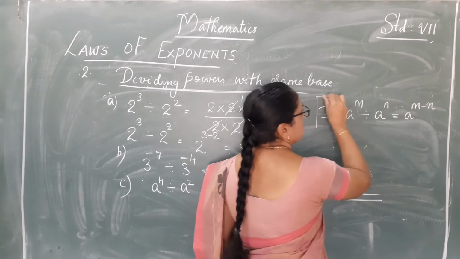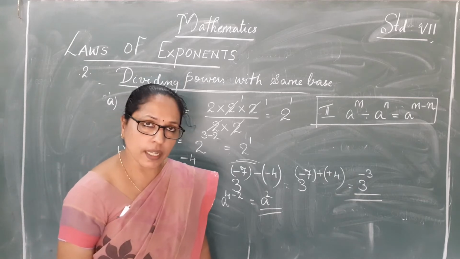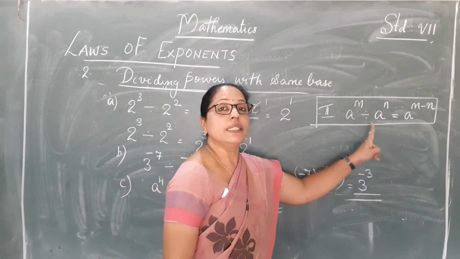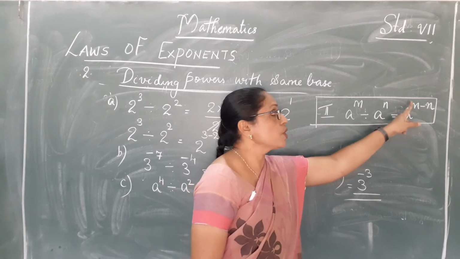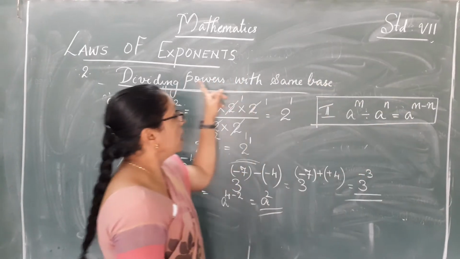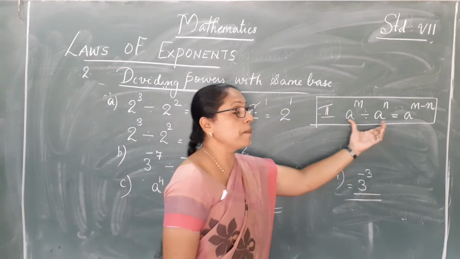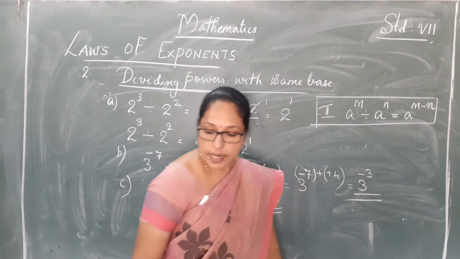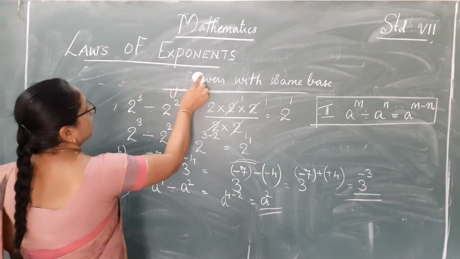So this is the second law of exponents. A raised to m divided by a raised to n is equal to a raised to m minus n, and the name of this law is dividing powers with the same base. Okay, now next we move on to the third law.